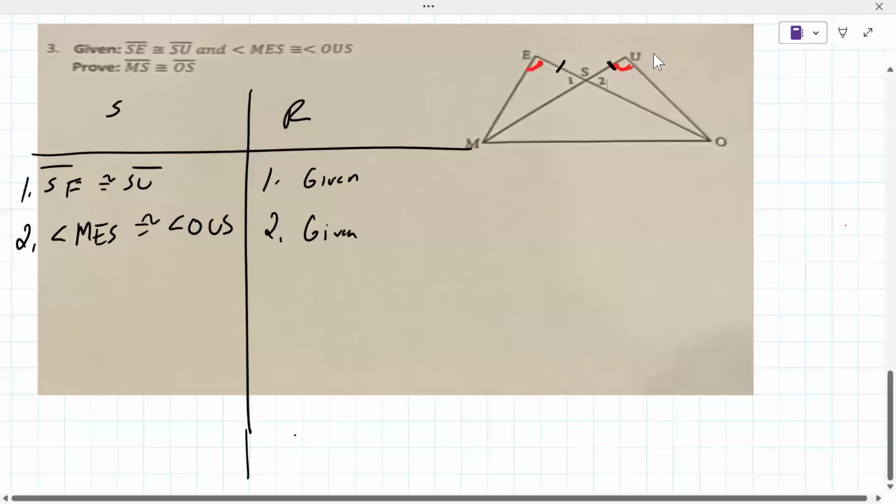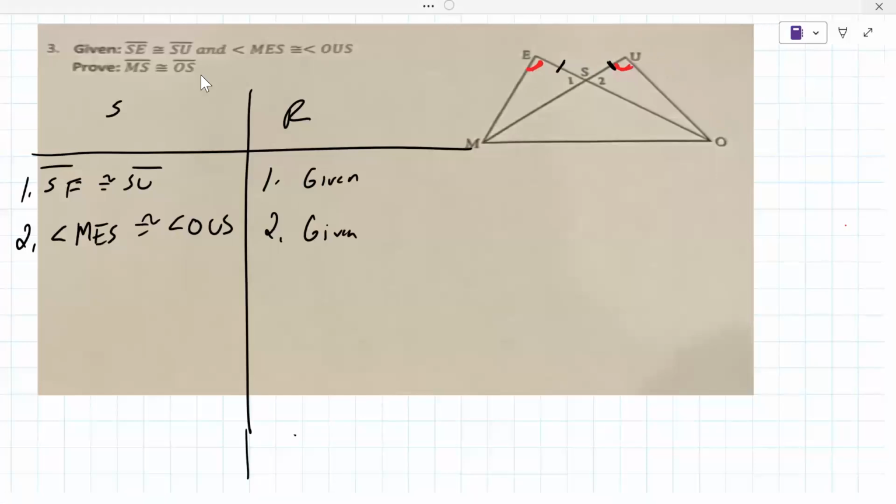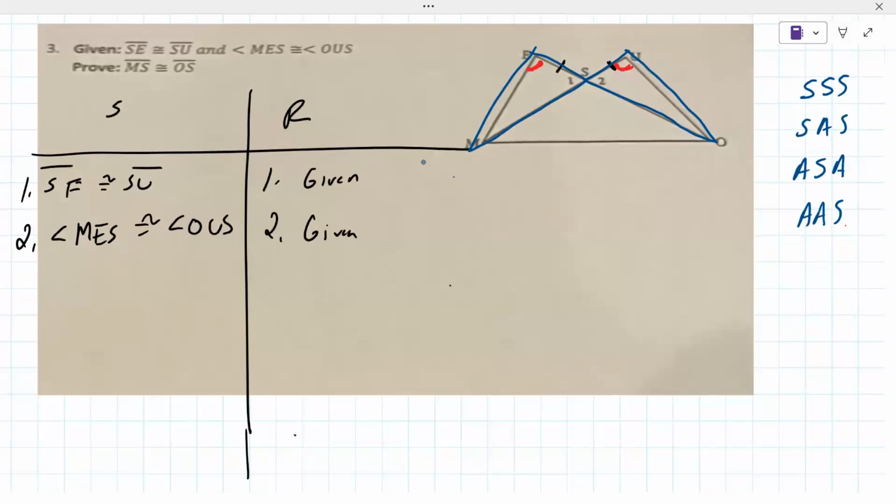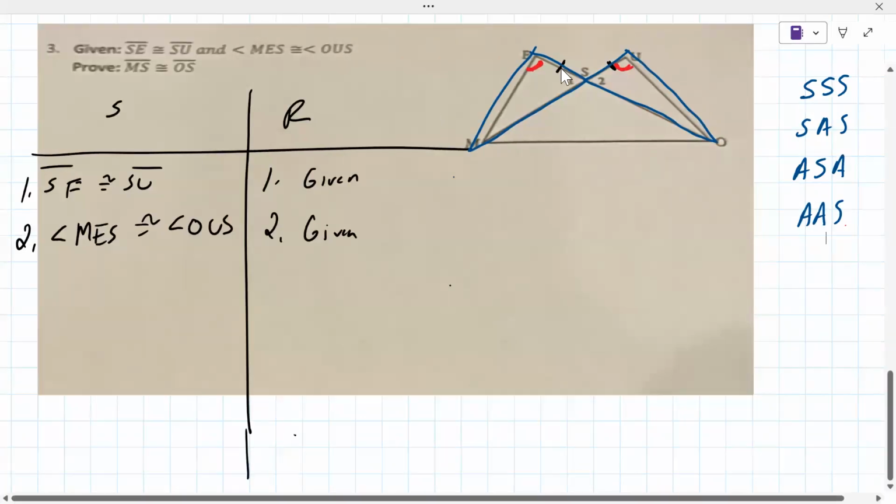Okay. So we really want to prove, and I guess I'll outline it in blue here, that this triangle is congruent to this triangle. And our possibilities are SSS, SAS, ASA, AAS. So far you've got a side and an angle, so that one's probably out, but all the other ones are in play.